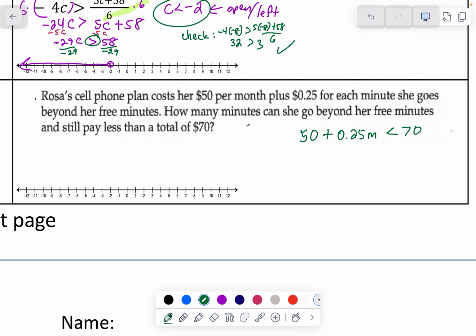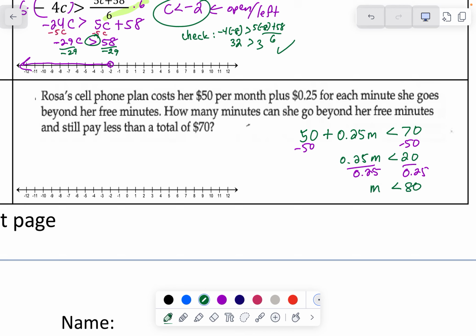Now, like an equation, let's get that m by itself. Technically, for an inequality, it's very helpful to keep it on the left. So let's subtract 50 from both sides. We get 0.25m is less than 20. Subtraction doesn't change the symbol. Divide off the 0.25, and we get that m is less than 80.